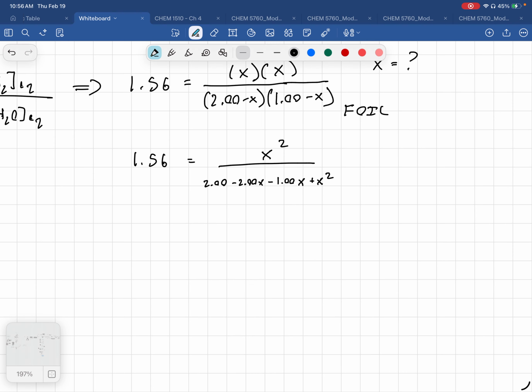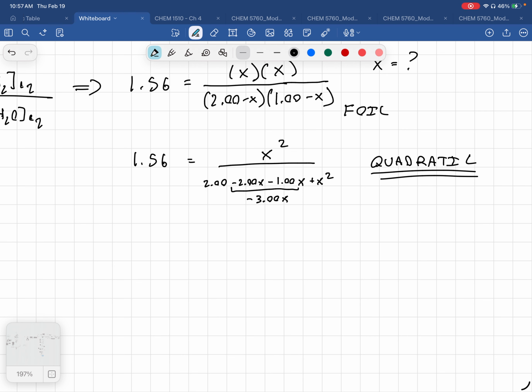Okay, so you can already see what is forming here: a quadratic. So we continue evaluating. We're going to run a 1.56. We're going to multiply that expression on the bottom into both sides to cancel on the right side and move it to the left side.